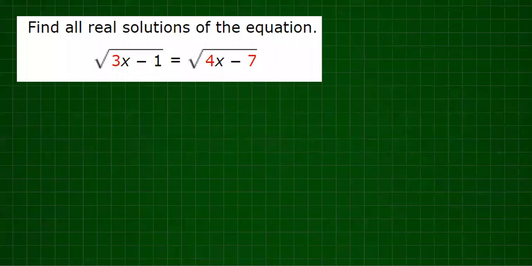Okay, so we want to find all real solutions for x of this equation. The first thing you want to do is get rid of those radicals. These are square roots, so the way we're going to get rid of them is by squaring both sides. I'm going to square the left side and then square the right side. On the left side, we're going to have 3x minus 1 because the square and the square root cancel out. On the right-hand side, similarly, the square and the square root cancel out, so we're left with 4x minus 7.